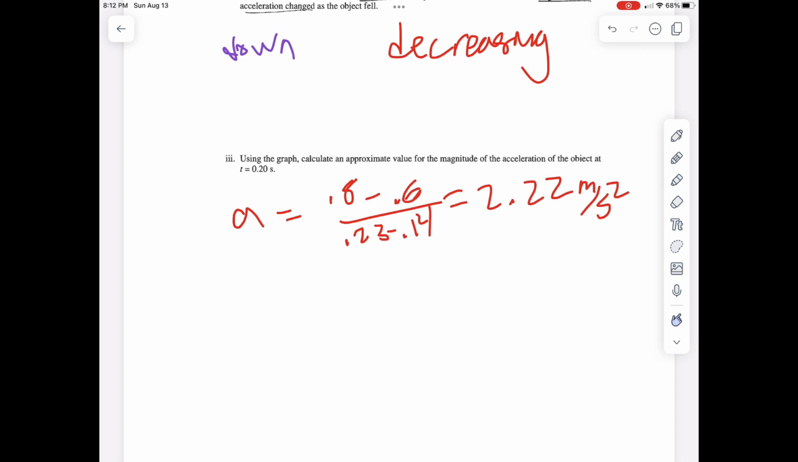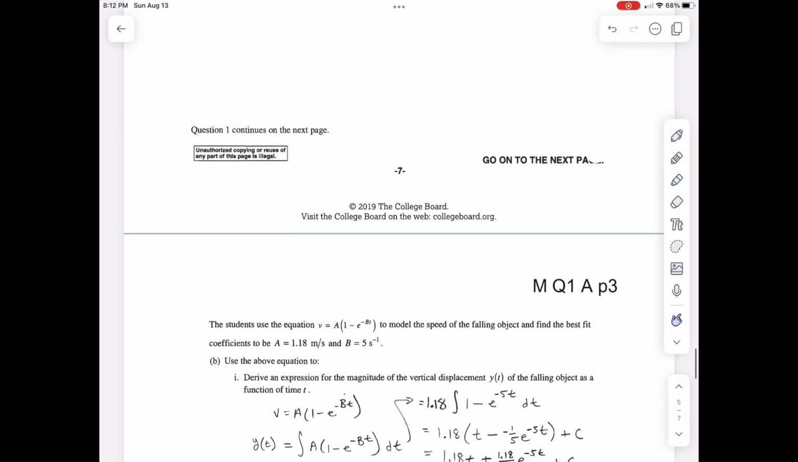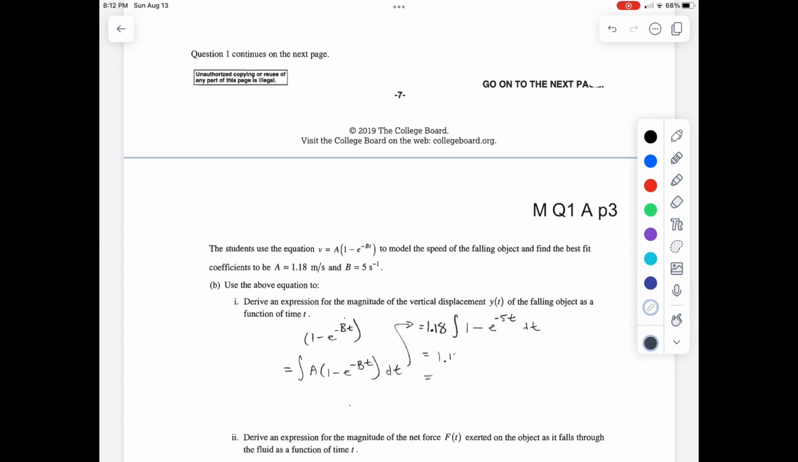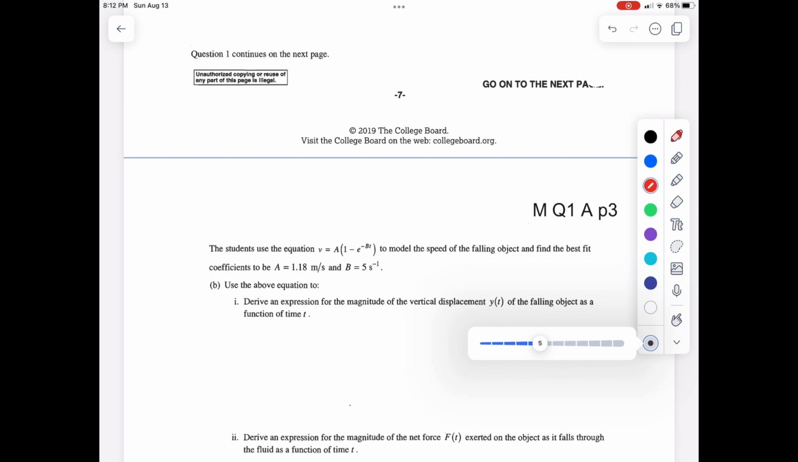Okay, awesome. We're done with part A. Moving on to part B. I forgot to white this out, but for part B, we're given an equation for speed, which is v equals a times, in parentheses, 1 minus e to the negative bt. And we're given that a equals 1.18 and b equals 5 to the negative 1 seconds.